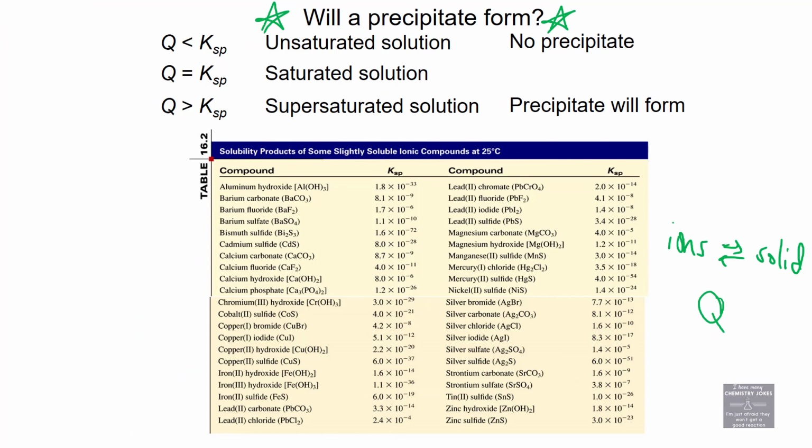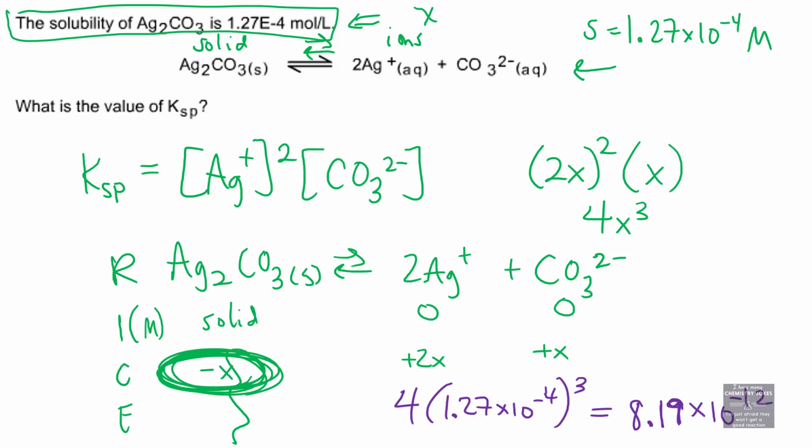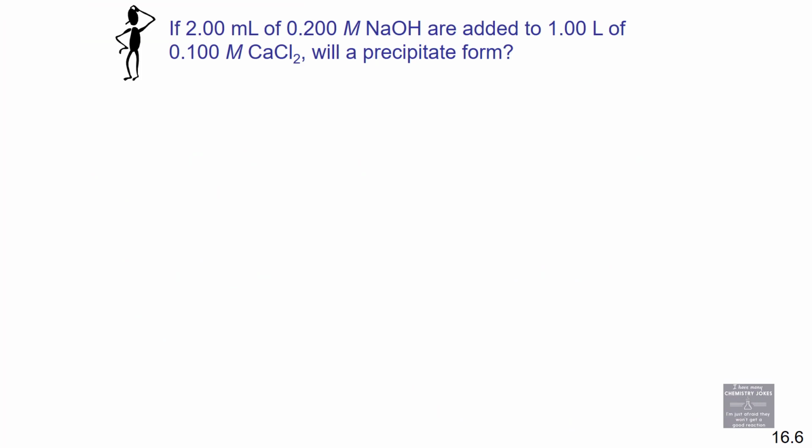That's silver carbonate. Let's see if we got it right. Silver carbonate, 8.1. Ooh, look at us. We got an 8.2 times 10 to the negative 12. When it's negative 12, that's close enough. Yeah, it's good. Okay, final example. This is a long video.